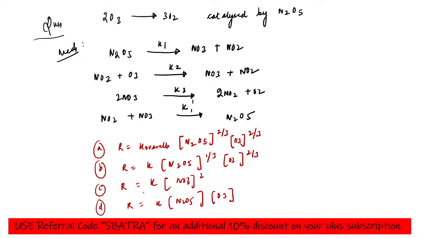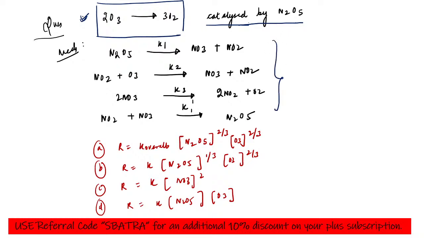Alright, so this is your main reaction, and this reaction is catalyzed by N2O5. This main reaction is the decomposition of ozone, catalyzed by N2O5. This is the mechanism given for this complex reaction. You have to find the correct answer.